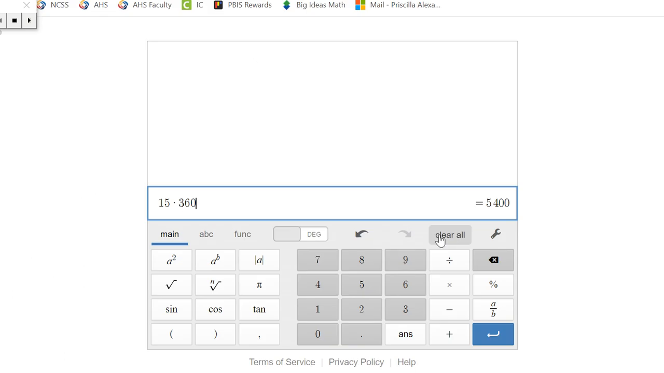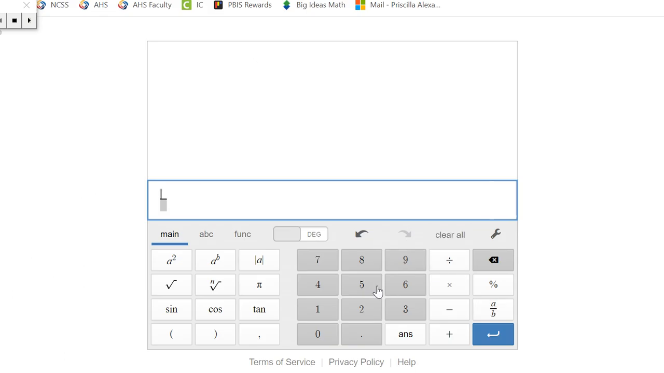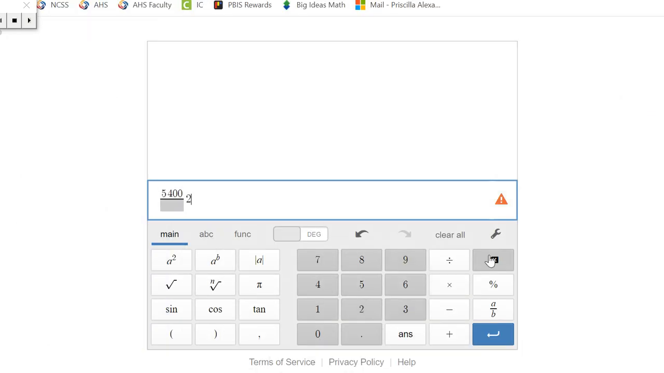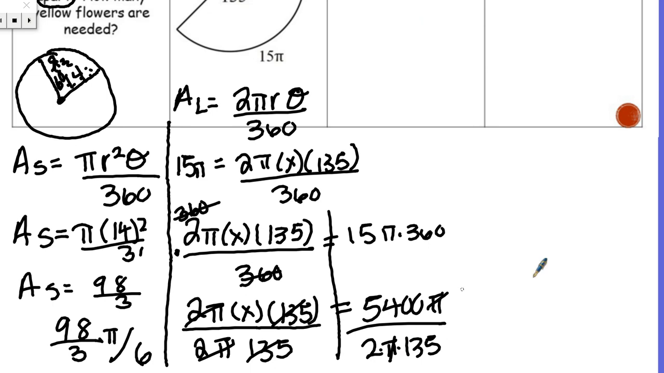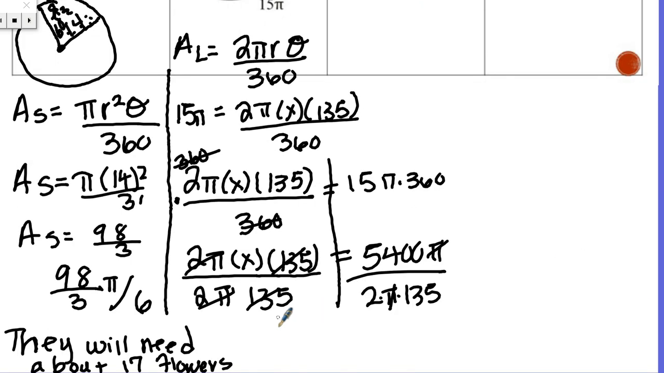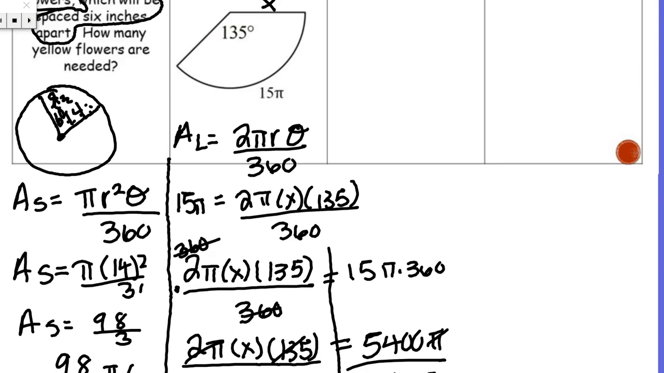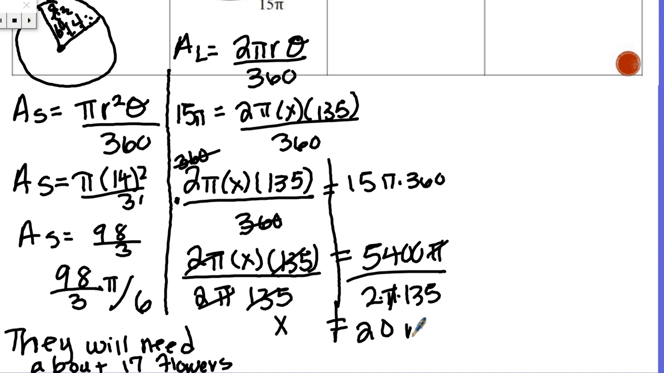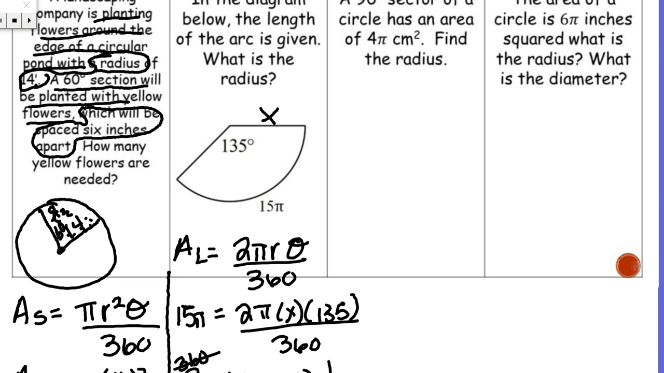So clear, 5,400 divided by 2 times 135, this is 20. So here x equals 20, and let me see what the units are. They didn't give us any, so we're going to say 20 units. All right, let's go ahead and go to the next one.